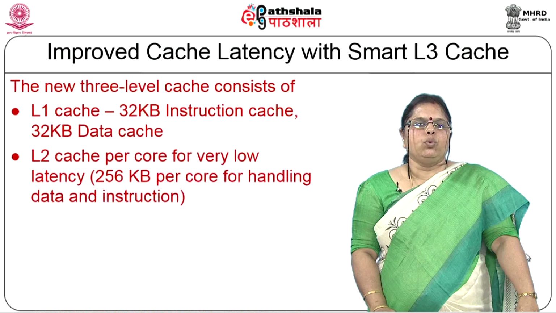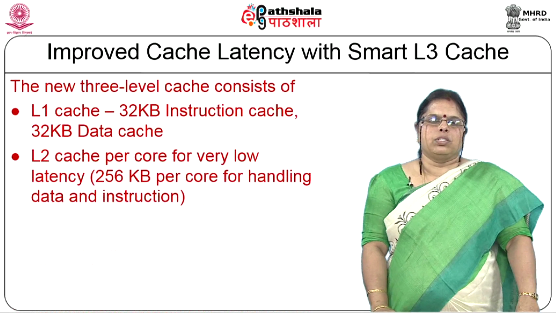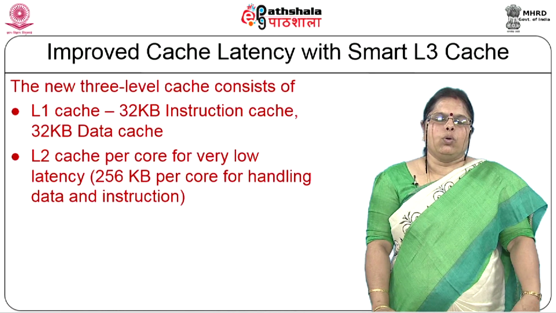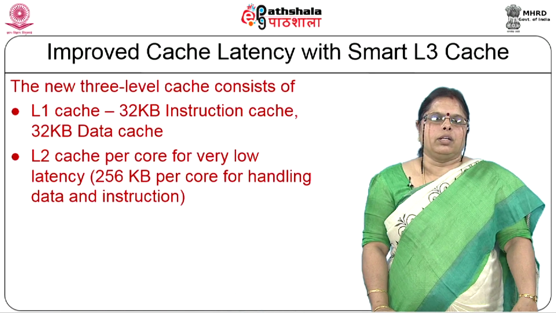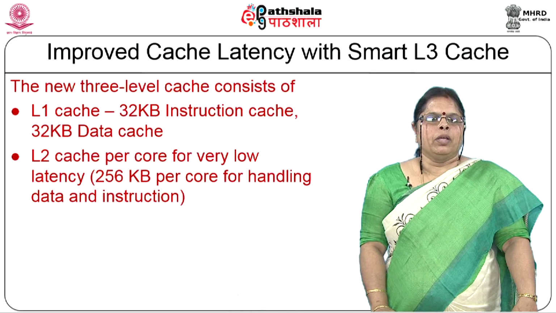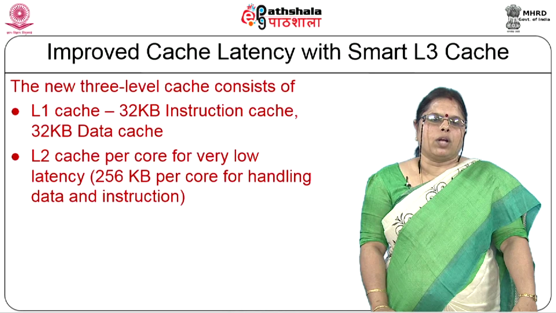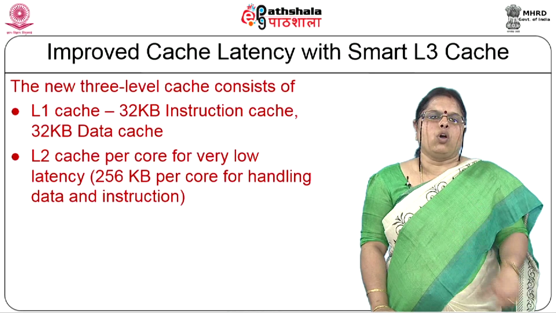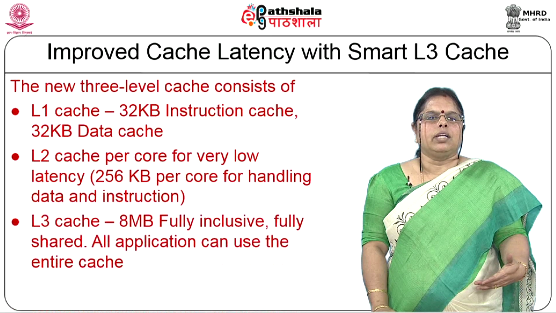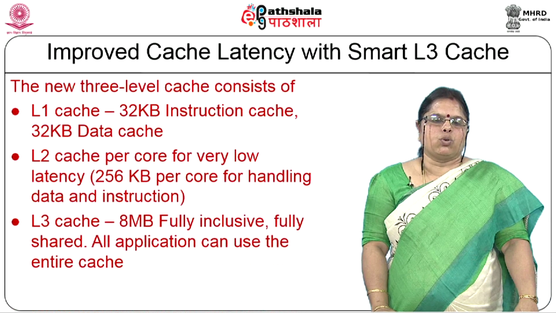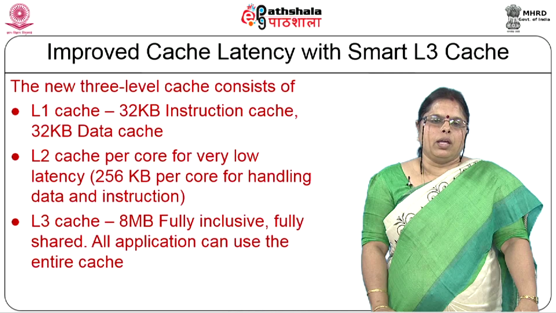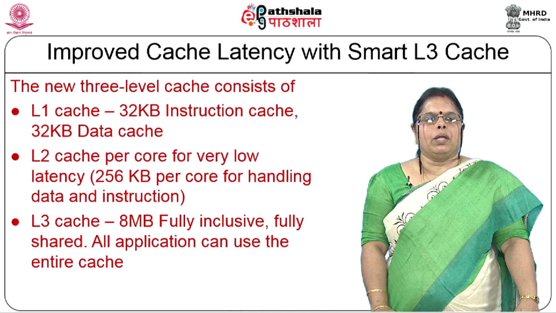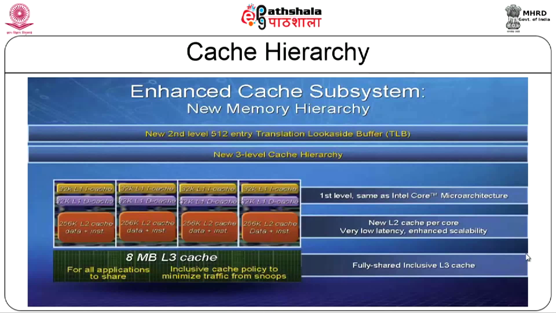So, you normally look at a three-level cache, which consists of an L1 cache, where you can look at a 32 KB instruction cache and a 32 KB data cache, an L2 cache per core for very low latency, 256 KB per core for handling data and instructions, that is normally a unified cache, and the third cache is shared among the various cores. It can be an 8 MB fully inclusive, fully shared cache, and all applications can use the entire cache. This gives you a diagrammatic representation of the cache hierarchy that is found in your i7 processor.